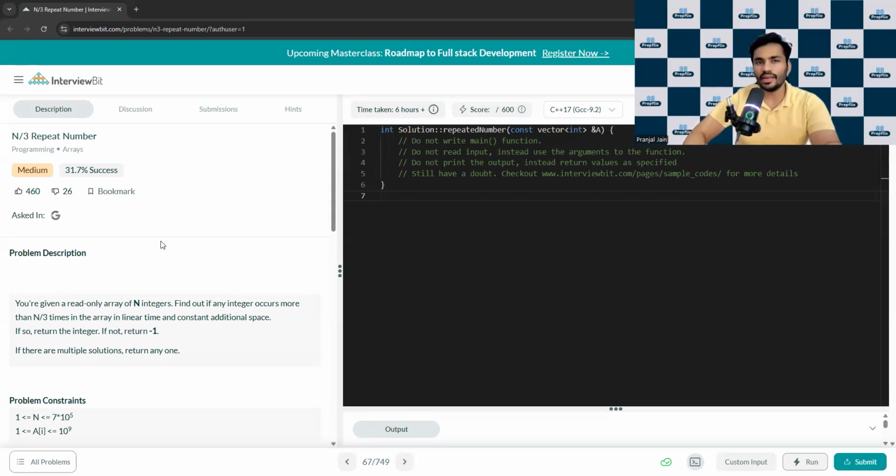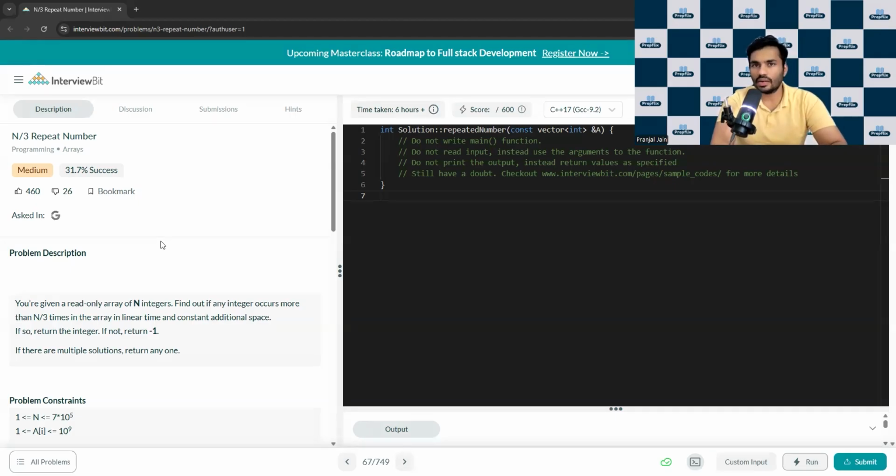Today we are going to solve a very interesting question. The name of the question is n by 3 repeat numbers. So let's have a look at what the question is. You are given a read-only array of n integers. Find out if any integer occurs more than n by 3 times in the array in linear time and constant additional space. If so, return the integer. If not, return -1. So the question is quite straightforward.